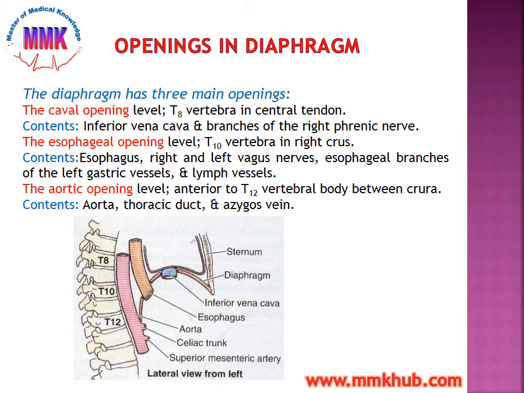And finally the aortic opening. It is present at the level of the thoracic 12th vertebra between the crura. The contents are the aorta, thoracic duct and the azygos vein.